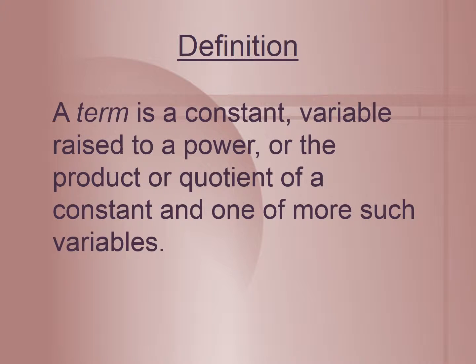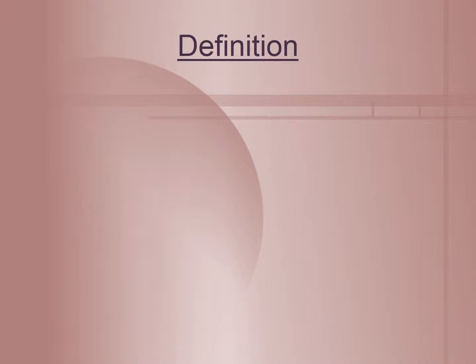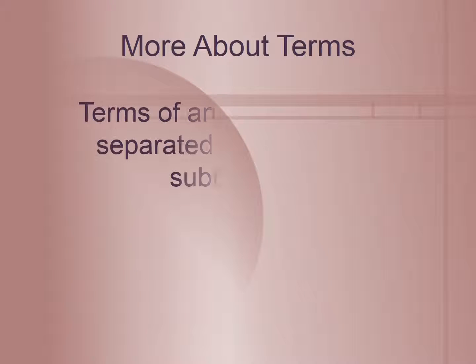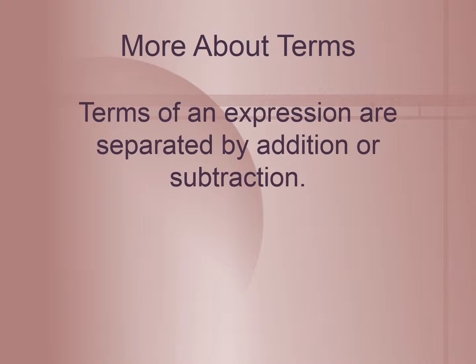Our next definition is term. A term is a constant, variable raised to a power, or the product or quotient of a constant and variables. So like terms are terms that have the same variables and those variables have the same exponents on them. Terms are separated by addition and subtraction. That's how you can tell how many terms an expression has.